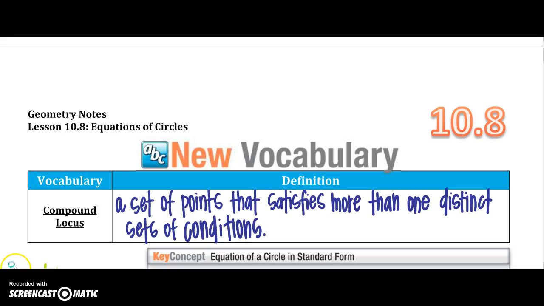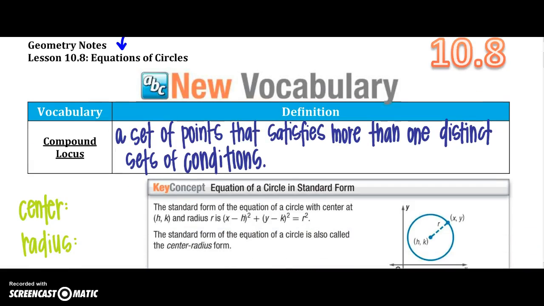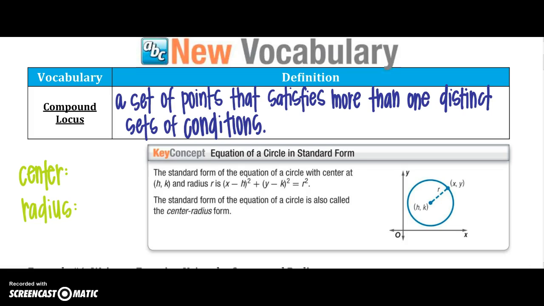To finish off Chapter 8, we are going to look at how to write equations of our circles. So we're going to have an equation and some graphs. So compound locus is just a set of points that satisfies more than one distinct set of conditions. Remember, we used that word locus a little earlier in this section. All right, so an equation of a circle in standard form.